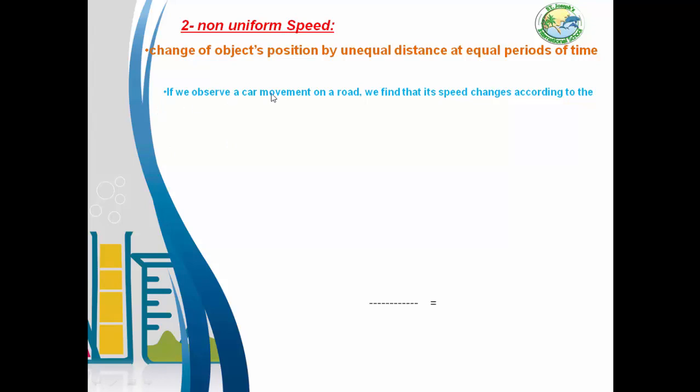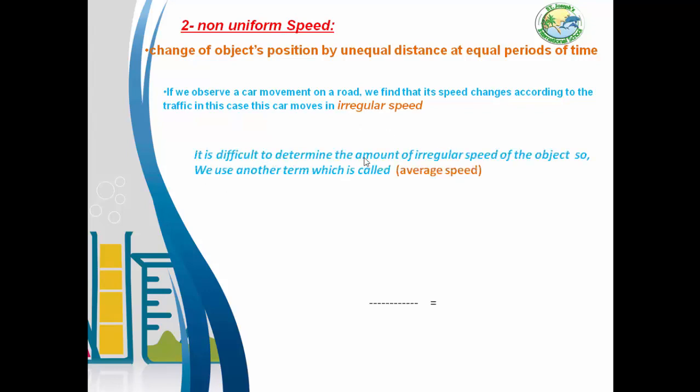If we observe a car moving on a road, we find that its speed changes according to the traffic. So in this case the car moves at irregular speed because it's moving according to the traffic. It's difficult to make the speed of the car constant due to the presence of this traffic, and it's very difficult to determine the amount of irregular speed. So we use another term which is called average speed.